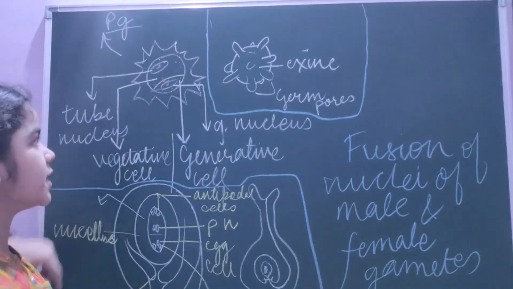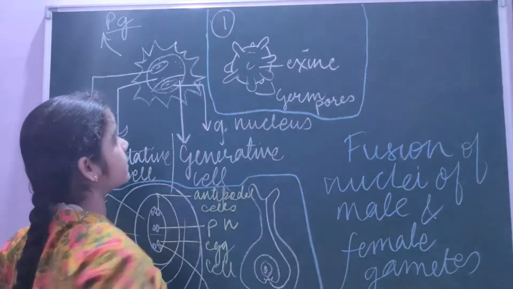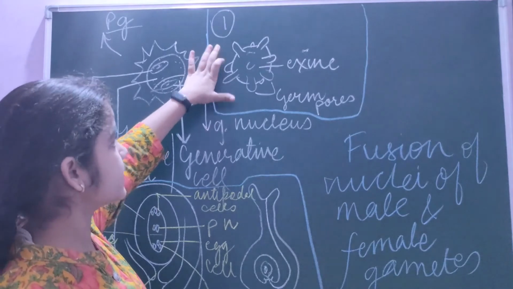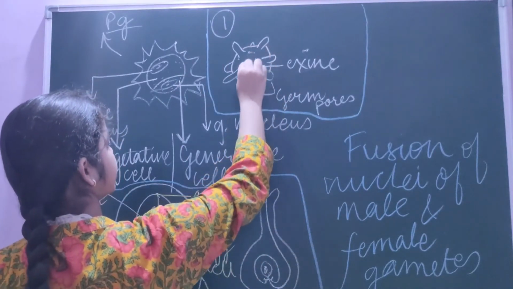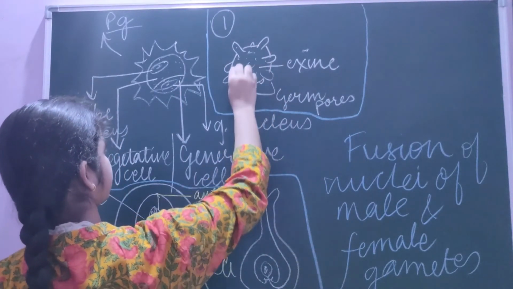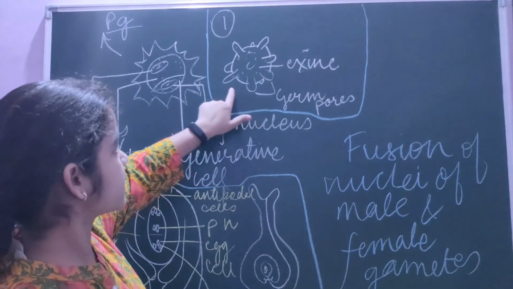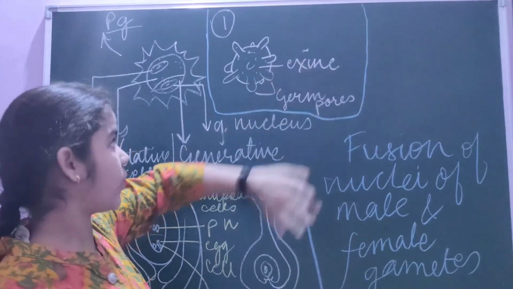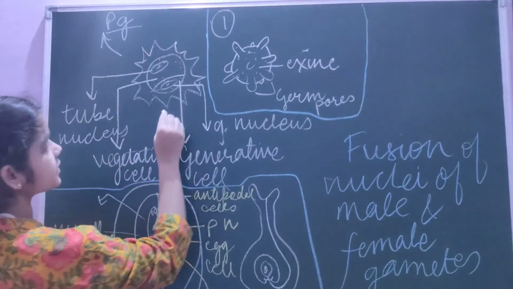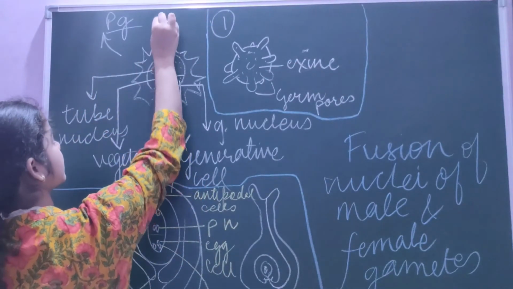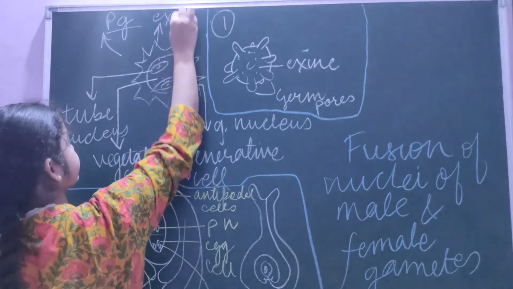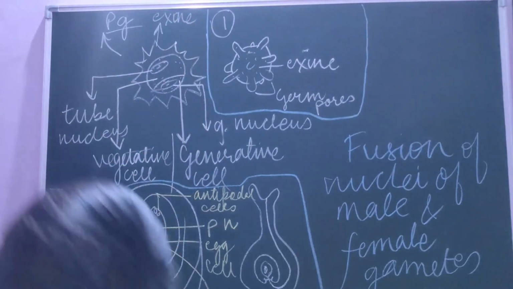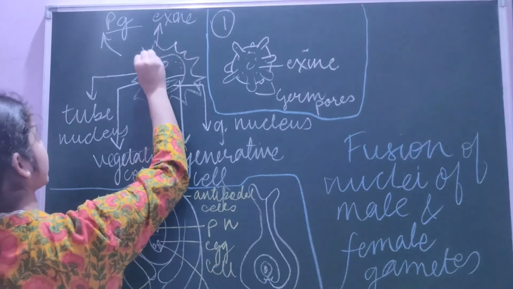First, we would like to begin with the surface view. The surface view of the pollen grain looks like this, and there are various structures over it. These are the germ pores, and this outer part is called exine. Now see, this is the sectional view. This outer part is called exine, and the inner one is called intine.